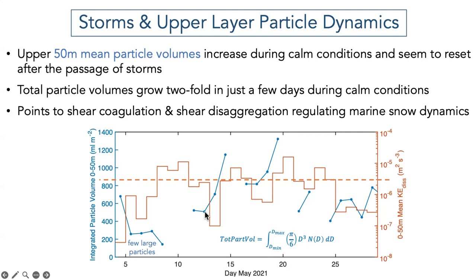And they grow about twofold in just a few days during these calm conditions. Whereas when a storm comes, it seems that they reset. They go from being a high value back down to a low value, a high value back down to a low value. And so it points to the processes of shear coagulation and shear disaggregation as regulating the marine snow dynamics in the mixed layer.